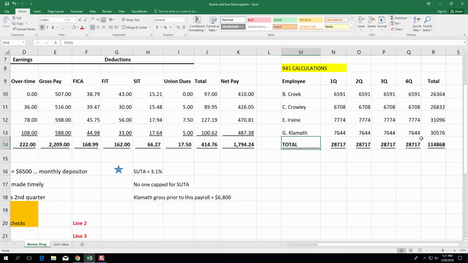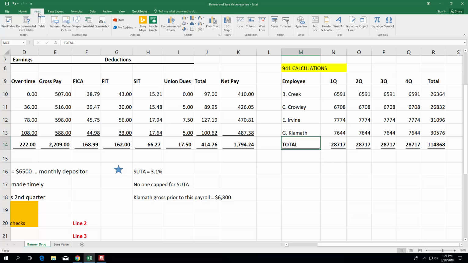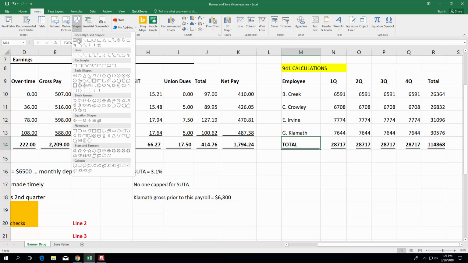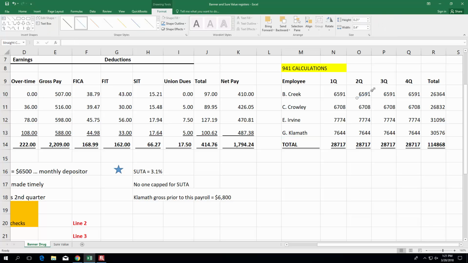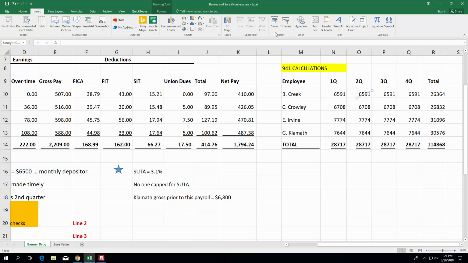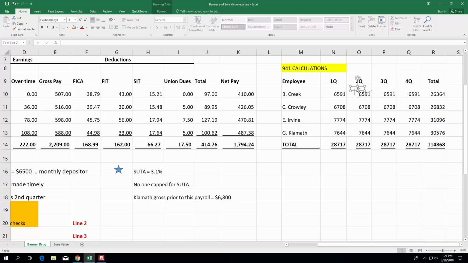So I'm doing this on the computer for point of illustration, but if you're actually doing it by hand, I'll see if I can pull this off with insert shapes. I would literally take a different color pen and say, okay, when does Creek cap? And he doesn't cap in the first quarter, but in the second quarter he actually caps. So I would draw a line through the 6591, and my question is, how much does he actually pay taxes on in the second quarter?